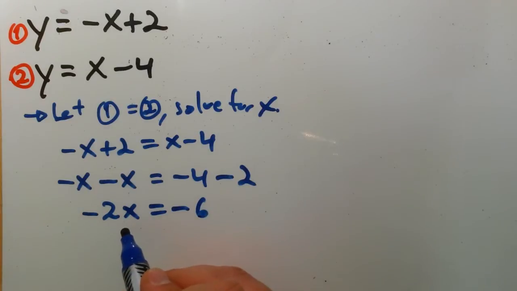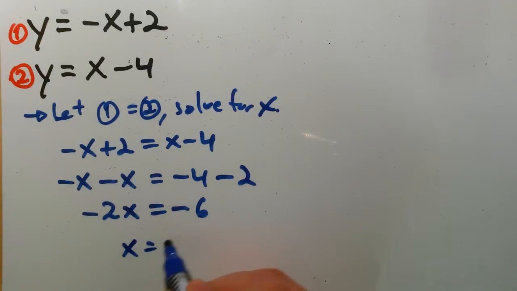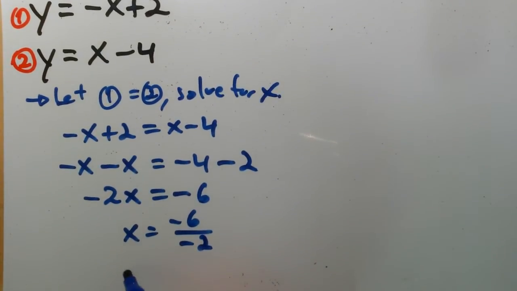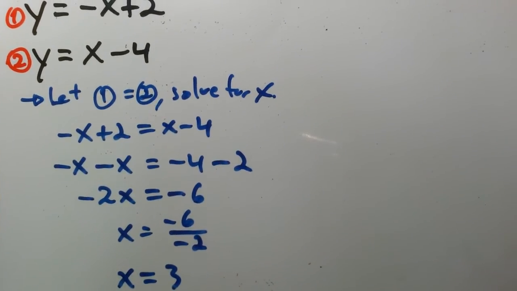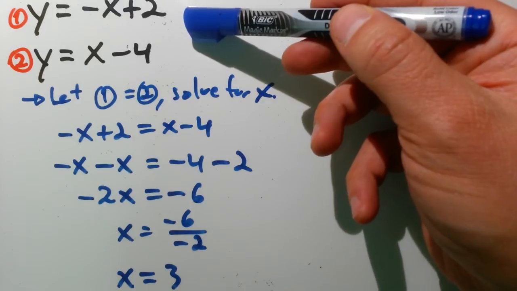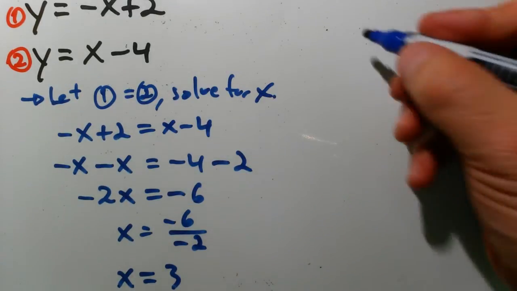Now let's get rid of this negative 2. This negative 2 is multiplying here, so it goes dividing on the other side, and we end up with negative 6 over negative 2. The minuses cancel out, and 6 divided by 2 is equal to 3. So our x coordinate now we know is going to be 3. Now we're going to substitute it into one of these equations to figure out our y coordinate. I'm going to use equation 2.